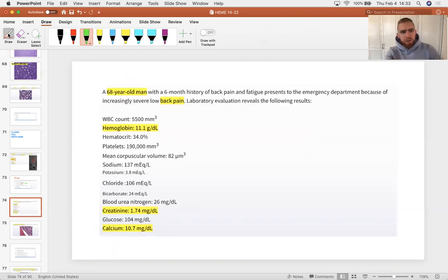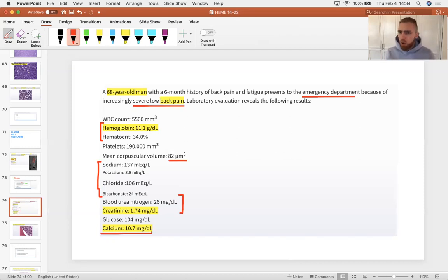Here's another question. A 68-year-old man with a 6-month history of back pain and fatigue. He's at the ED because of severe low back pain. So you do some routine labs and you find he's got anemia with a low hemoglobin and hematocrit. He's got normal white counts and platelets. It's a normocytic anemia. Sodium, potassium, chloride, bicarb, normal. But BUN and creatinine are hinting that there are some kidney problems going on. His glucose is normal, but calcium is a teeny tiny bit elevated.